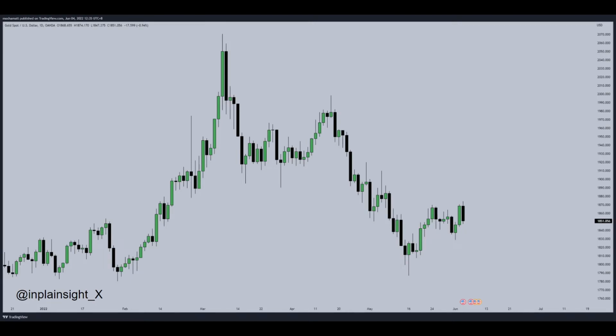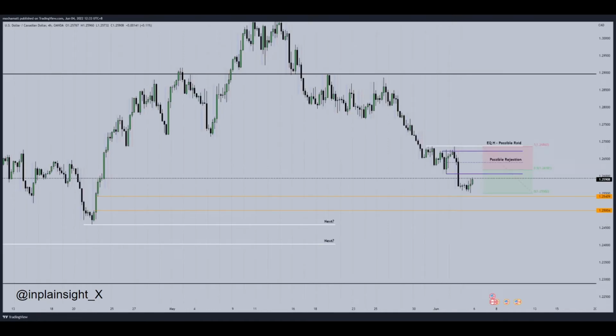But I only included gold basically to supplement the Aussie. Now, dollar CAD also looks really nice in terms of bearishness. So again, if the dollar is going to be weak, then I think dollar CAD will be nice and weak.